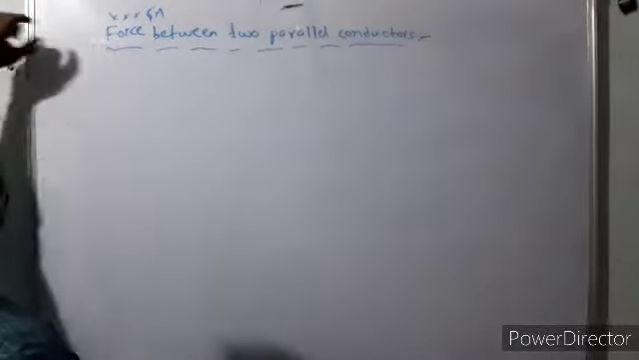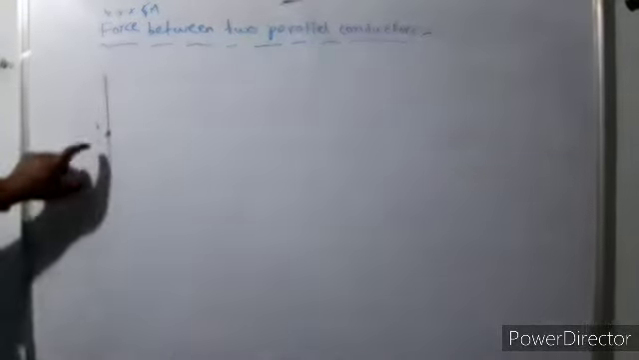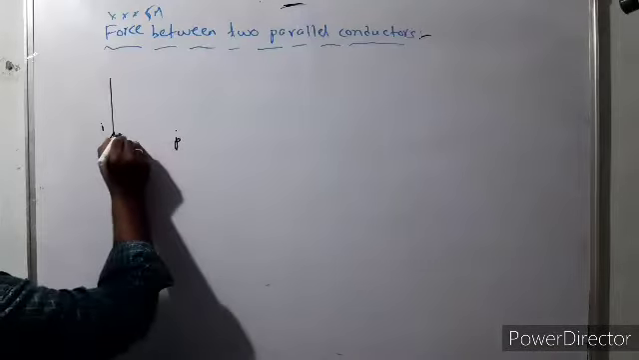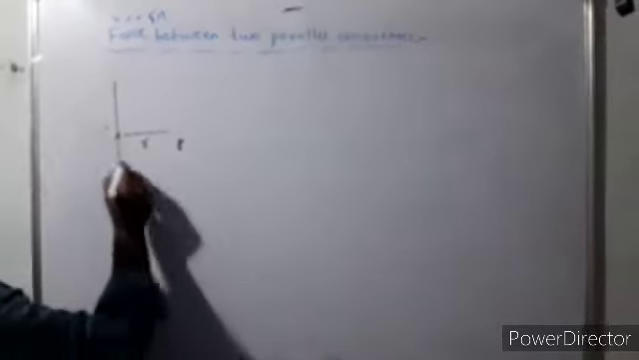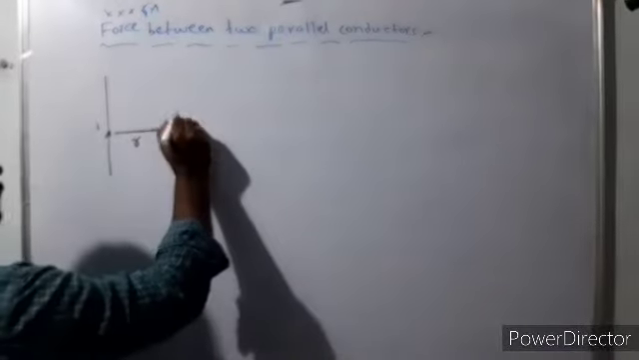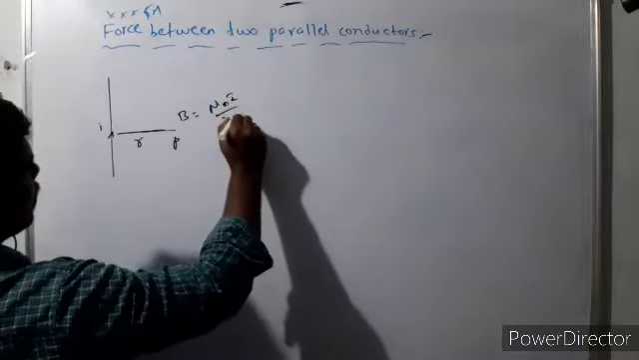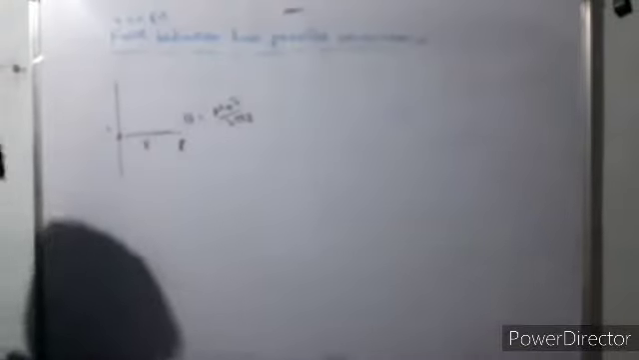Before we discuss this, consider a straight conductor of infinite length carrying current I amperes. Now consider point P, which is at a perpendicular distance r from the conductor. The magnetic field at the point P due to this conductor is B equals mu naught I divided by 2 pi r. This is the magnetic field at point P due to this straight conductor.